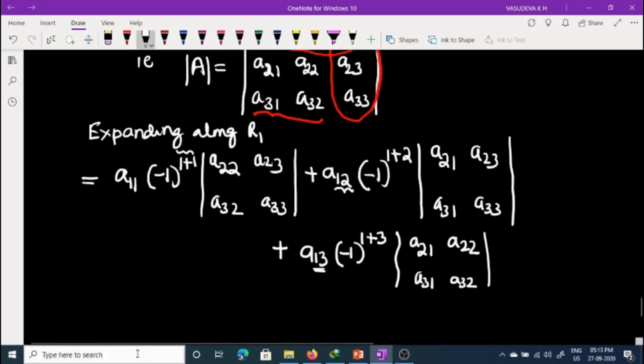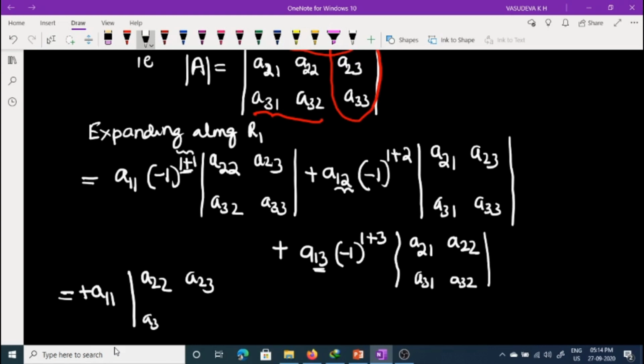Now simplifying this, we have A11 into minus 1 to the power of 1 plus 1, that is minus 1 squared, and so it will become plus sign. Since 1 plus 1 is an even number, minus 1 to the power of 2 will become 1, into the determinant of the remaining elements A22, A23, A32, A33.